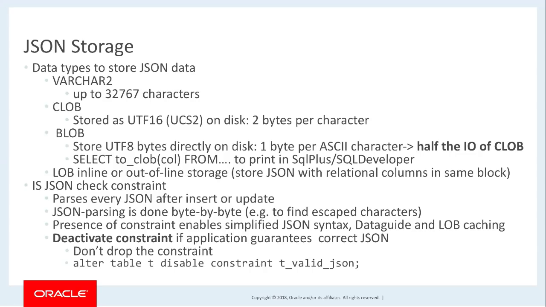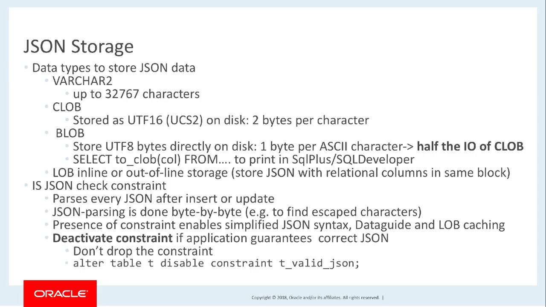So if you, instead of clob, choose a blob as the data format, you can directly store the UTF-8 bytes. That means that for every ASCII character, you only use 1 byte per character. UTF-8 is a variable byte character set, meaning a single Unicode character could use between 1 and 4 bytes. But the nice thing is that the ASCII characters only use 1 byte. So storing your data as a blob cuts your I/O in half. That's already a big thing regarding performance.